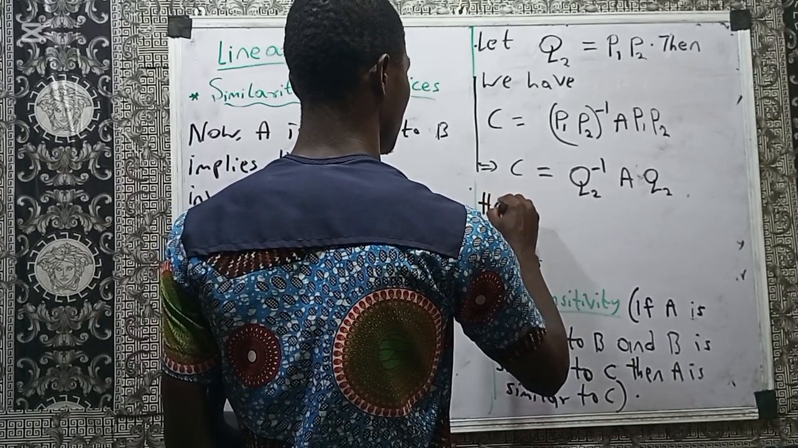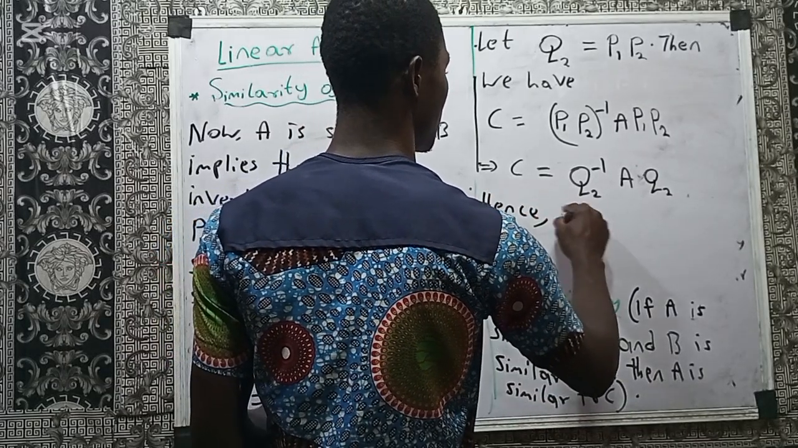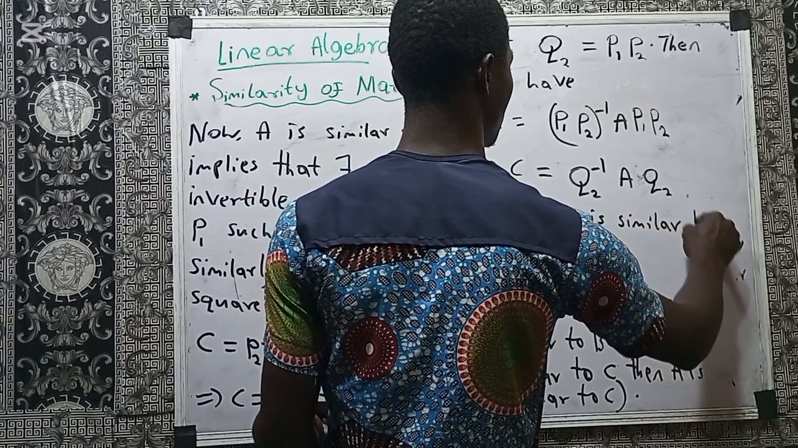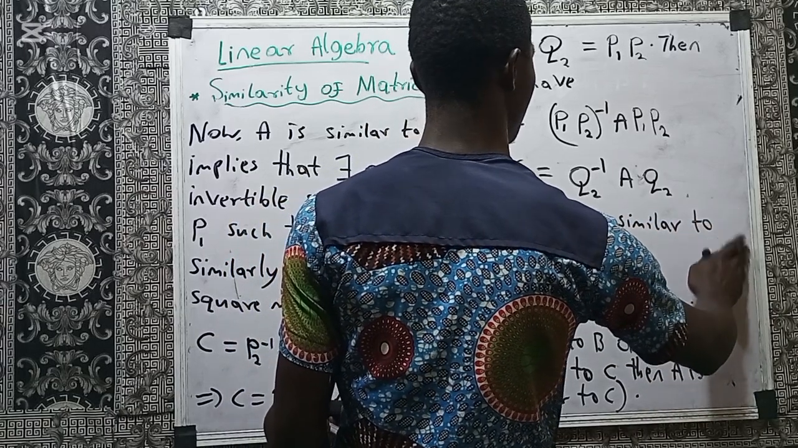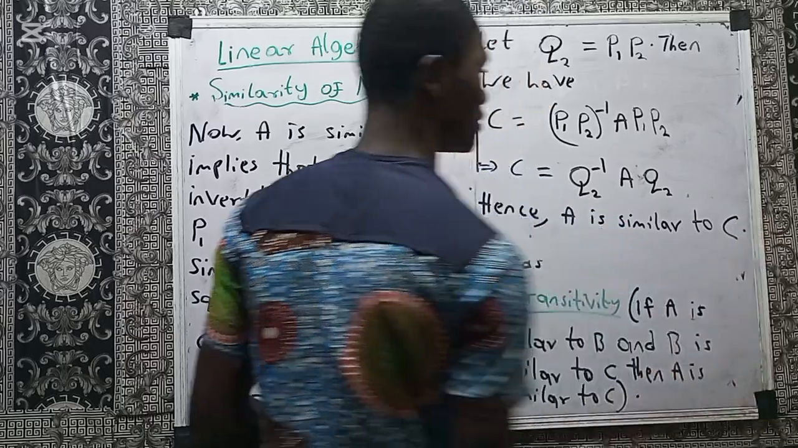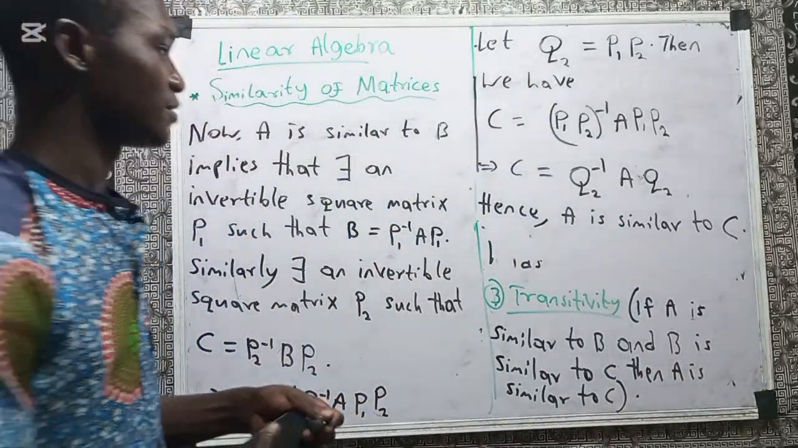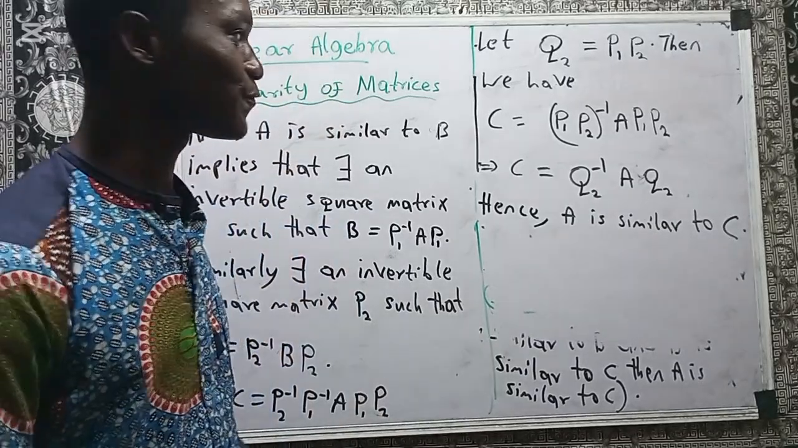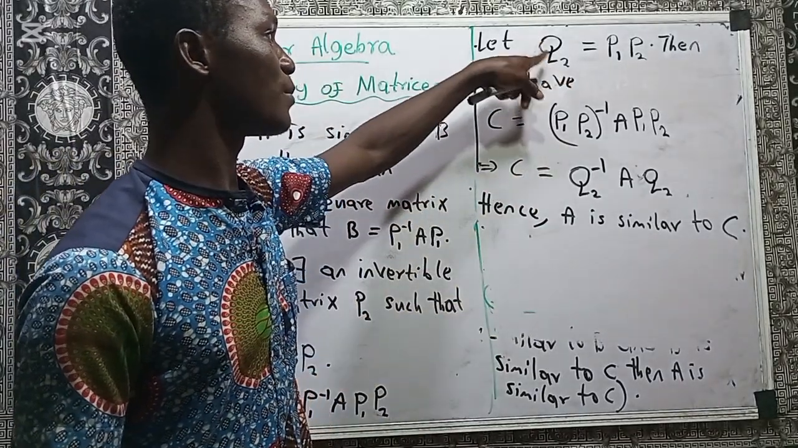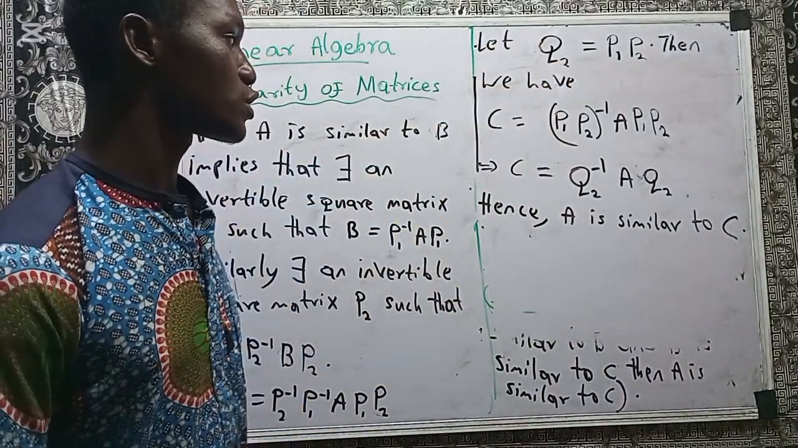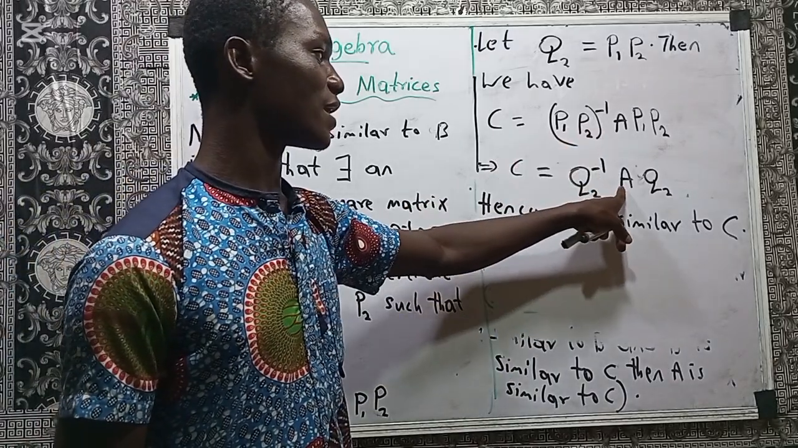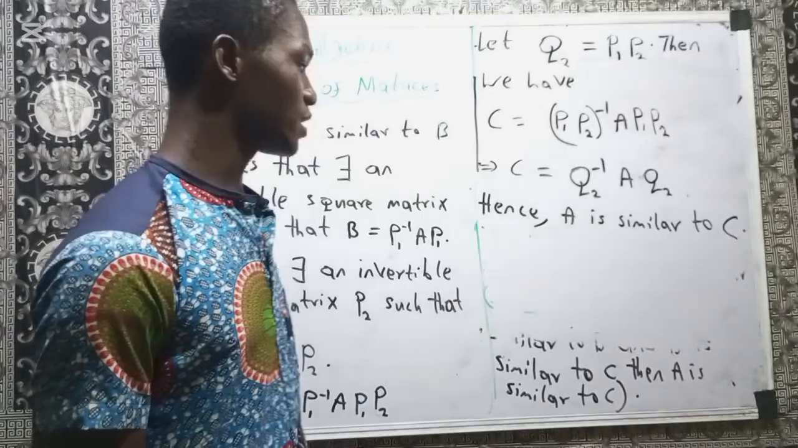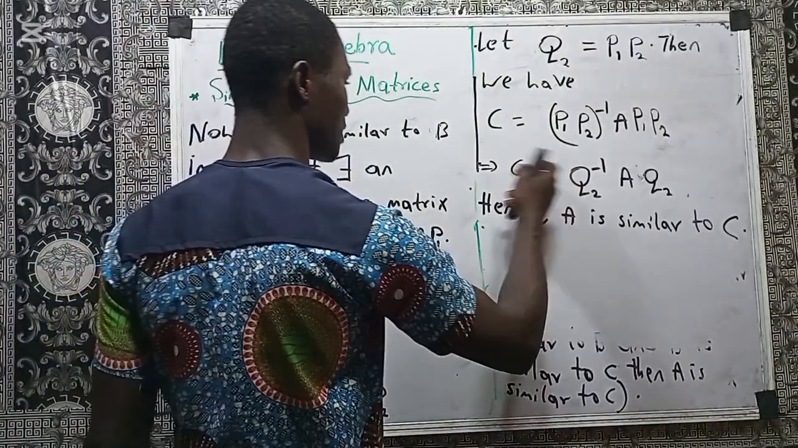Hence A is similar to C. Why is it similar to C? Because we were able to find an invertible square matrix Q sub 2 such that the inverse of Q sub 2 multiplied by A multiplied by Q sub 2 will give you your matrix C. So this shows that A is similar to C.